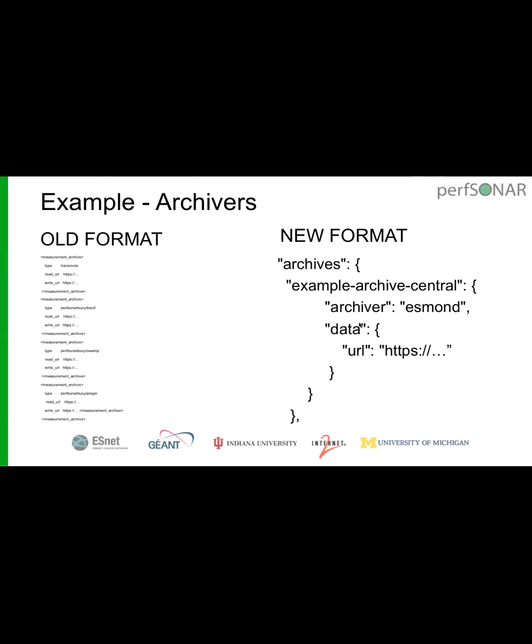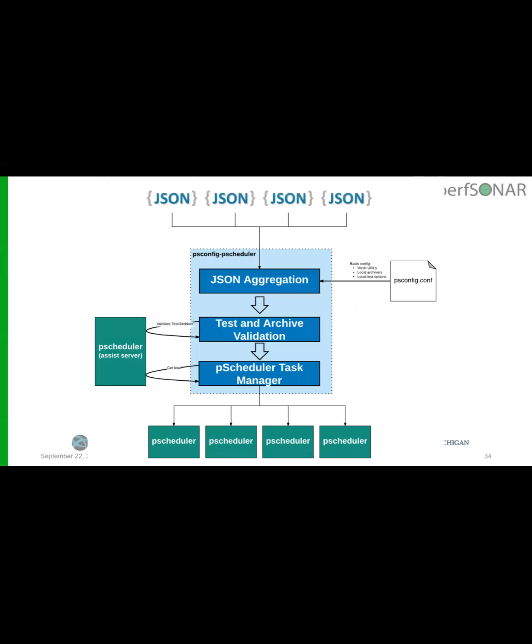The other idea is this blob with the archiver, Esmond, and data part. That's exactly what it looks like in pScheduler JSON world. So you could feed that to pScheduler, and it could tell you if it's valid or not, right? So if you write a new type of archiver, like an SNMP trap archiver we're talking about, you don't have to add anything to the psconfig code. You could just get it into pScheduler, and it could give the thumbs up or thumbs down on whether that's allowed.